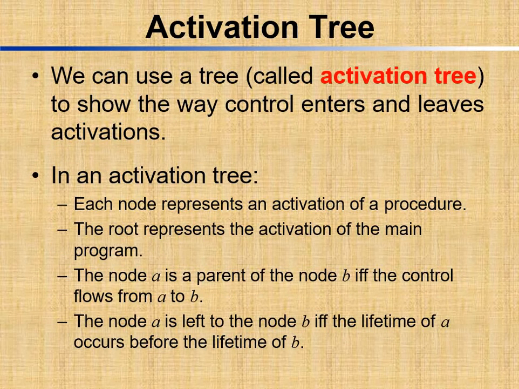We can use a tree, the activation tree, to show the way control enters and leaves activations. In an activation tree, each node represents an activation of a procedure. The root represents the activation of the main program. Suppose we take a node A and a node B. Node A is the parent of node B if control flows from A to B. And node A is to the left of node B if the lifetime of A occurs before the lifetime of B. This we will see with the help of one example.